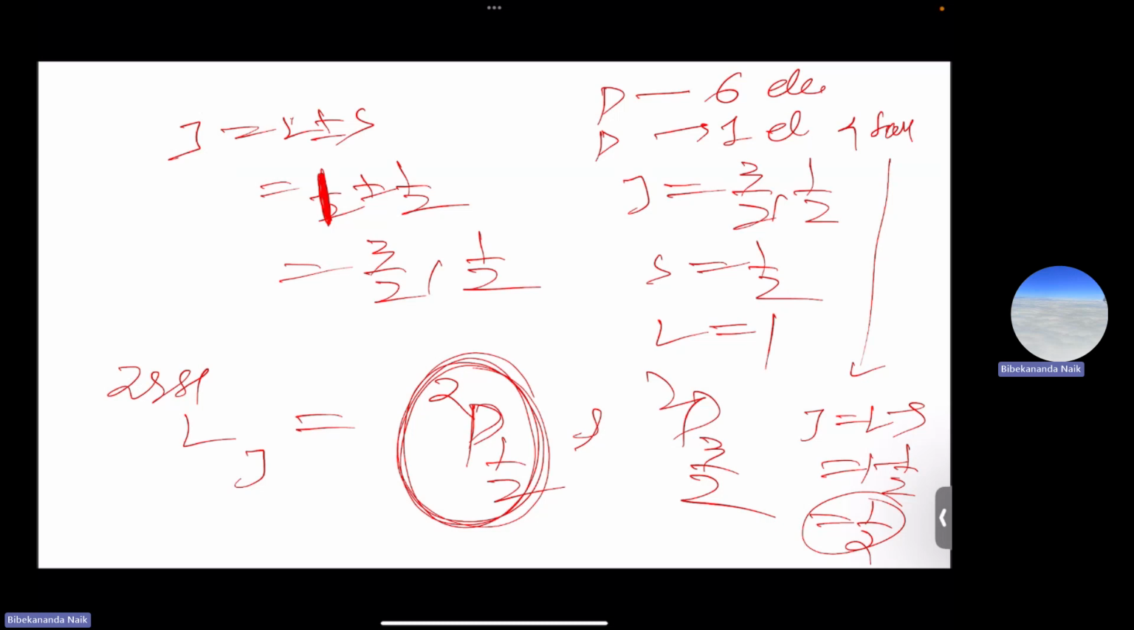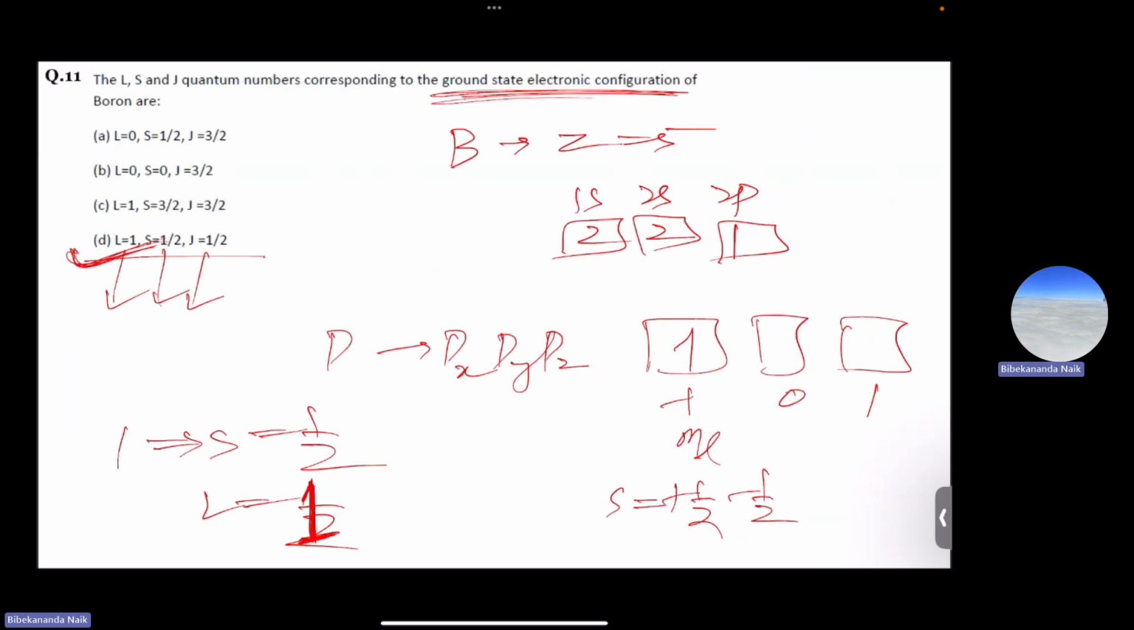And if you consider 2p half and compare it to the 2S plus 1 L J spectroscopic notation, we find S is equal to half, L is equal to 1, and J is equal to half. So the correct option is option D, and all the other options are incorrect.